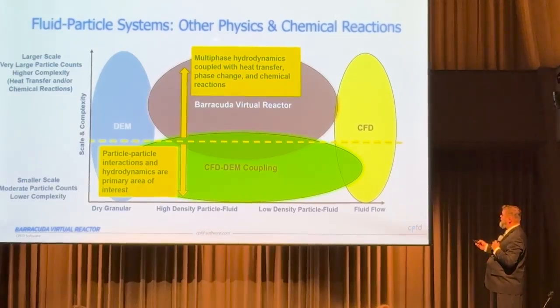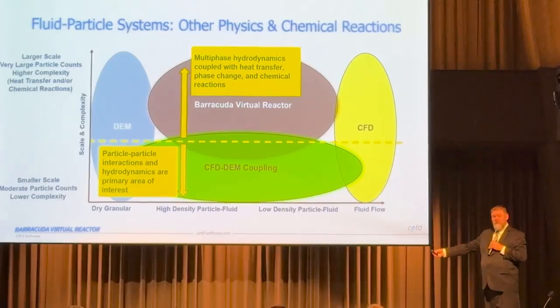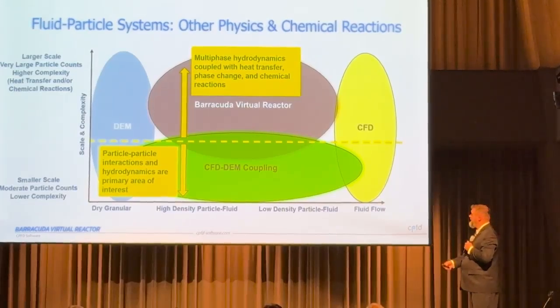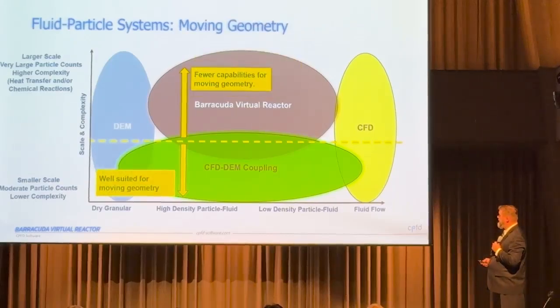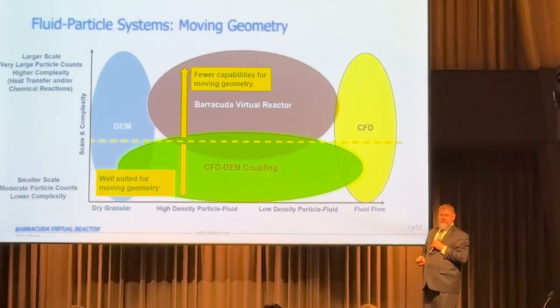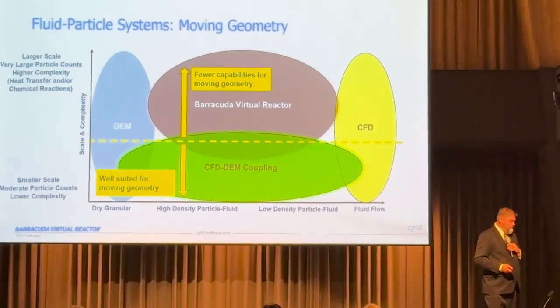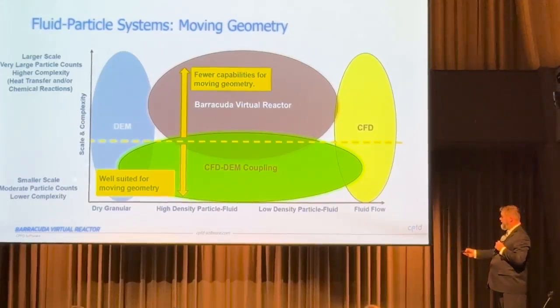And then really, are you adding extra physics? If it's just the hydrodynamics, CFD-DEM typically can do that to a certain scale. Moving to include heat transfer and chemical reactions, this is something Barracuda is particularly good at. And then there are other things, like moving geometry. This slide actually came from a joint talk I gave with Altair, now acquired by Siemens, a few years ago. If it was primarily moving geometry, that was for CFD-DEM. We didn't have any moving geometry. Now we have some, but it's still fewer capabilities.